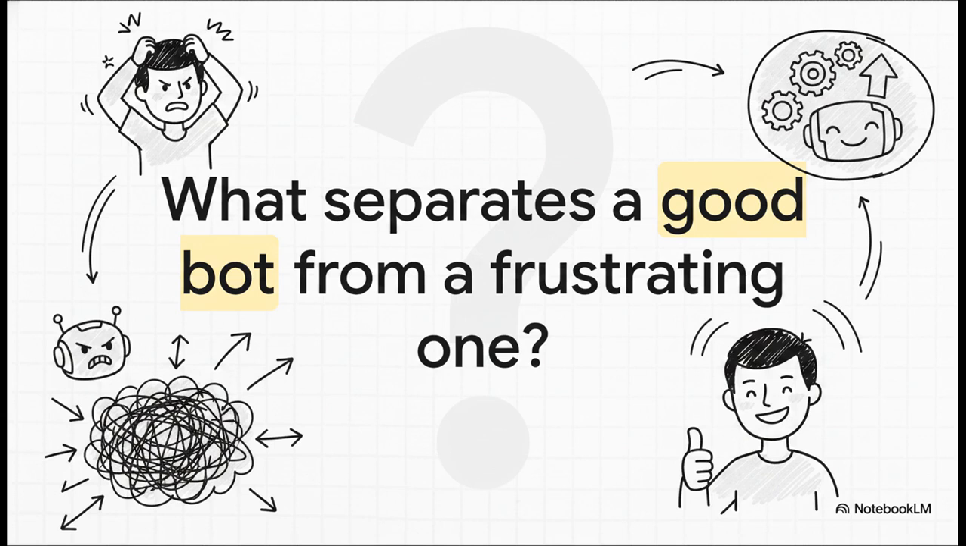You've definitely dealt with a customer service bot that made you want to pull your hair out because it just kept asking for the exact same information over and over. But then maybe you've also chatted with an AI that felt surprisingly intuitive, helpful, and honestly almost human-like. What's the actual, under-the-hood, structural difference driving those two wildly different experiences?